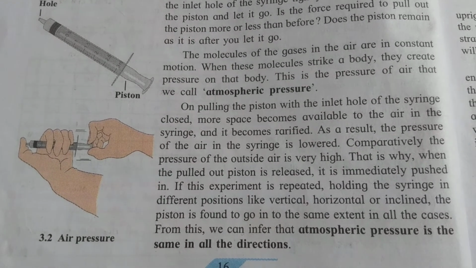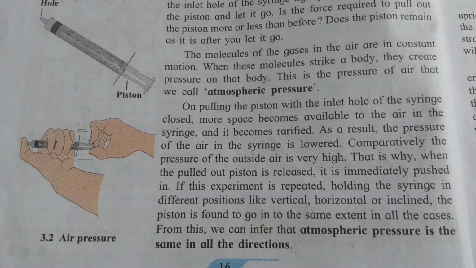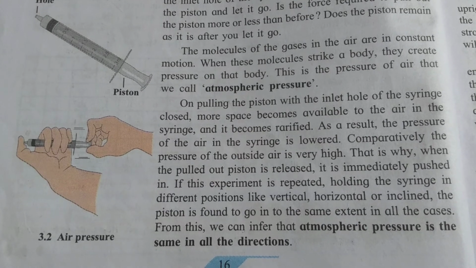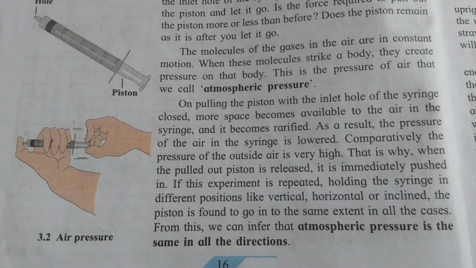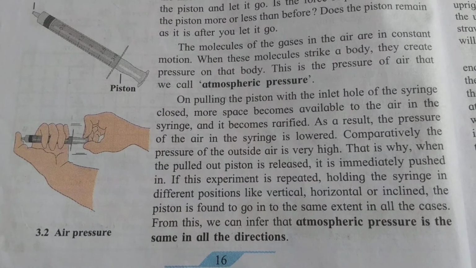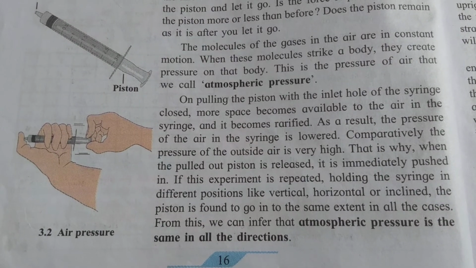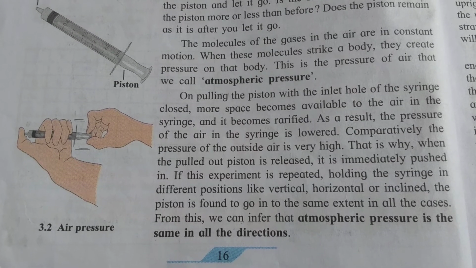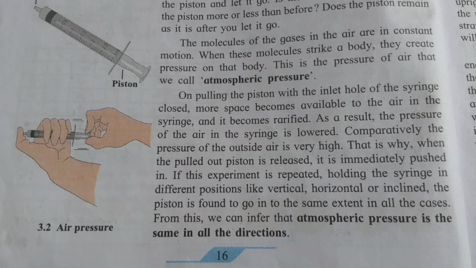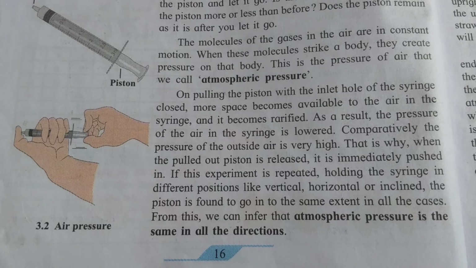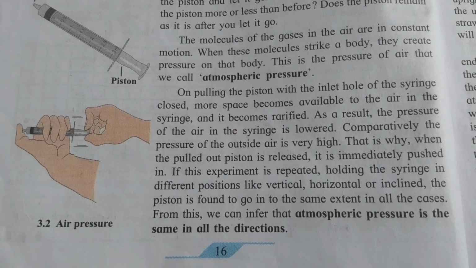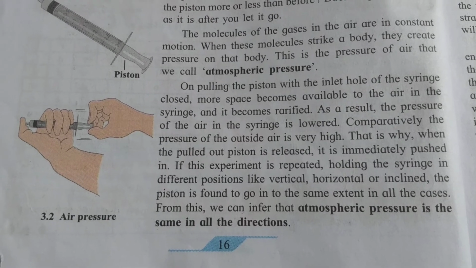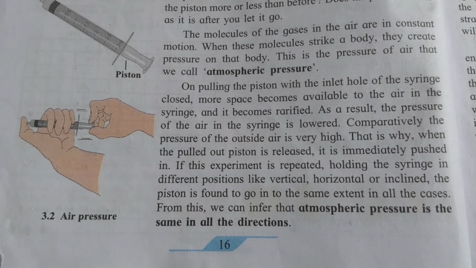If this experiment is repeated holding the syringe in different positions like vertical, horizontal or inclined, the piston is found to go in to the same extent in all cases. This means that everywhere the atmospheric pressure is the same. From this we can infer that atmospheric pressure is the same in all directions.